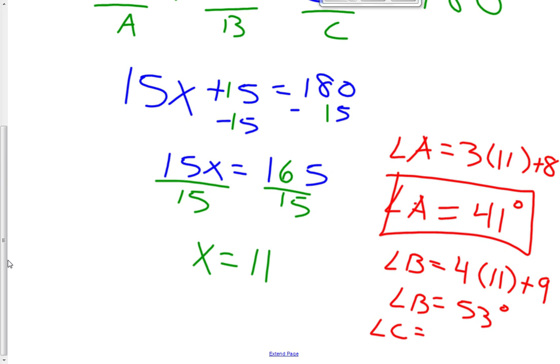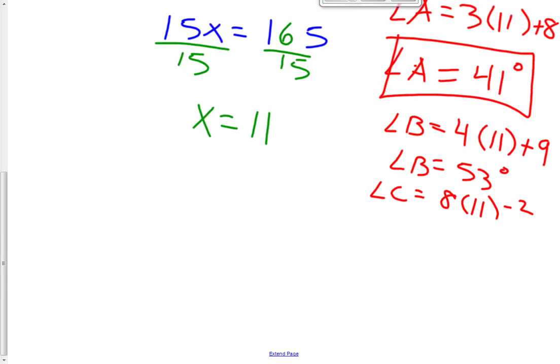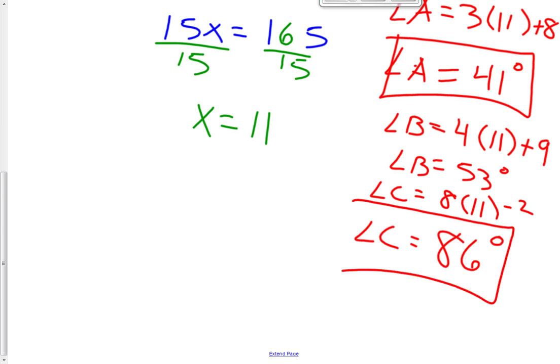Last one, angle C. Angle C is 8x minus 2. 8 times x minus 2, and once again x is 11. So 8 times 11 is 88, and 88 minus 2 is 86. There's the measure of angle C. Class, what do you think 86 plus 53 plus 41 is? The sum of the measures of the three angles in a triangle must equal 180 degrees. So you could always check your work. If you add up 86 plus 53 plus 41, it equals 180. Very important concept today. Let me know if you have any questions when you get to class tomorrow.